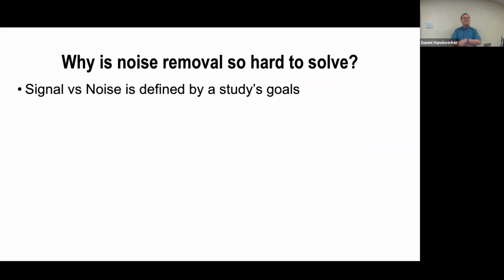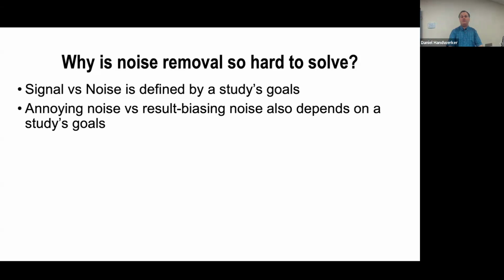I keep looping back on topics with different examples, but why is noise removal so hard to solve? I think the biggest thing is that signal versus noise is really defined by our study's goals. There are some types of data and science where our definition of noise and signal is more common across a wide range of studies, but in what we do, it varies so much. We have some methods that are well used. I think Paul Taylor talked about the AFNI processing pipeline, which gives best practices for a lot of studies, but there's so much that varies that you really have to be aware of those differences.